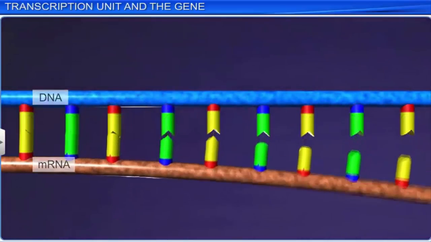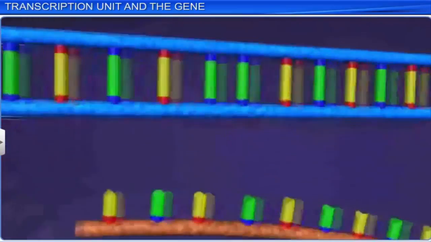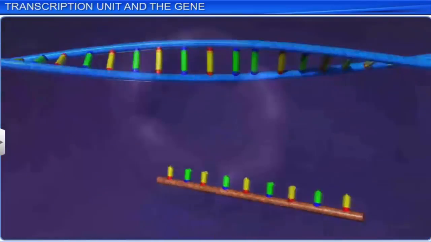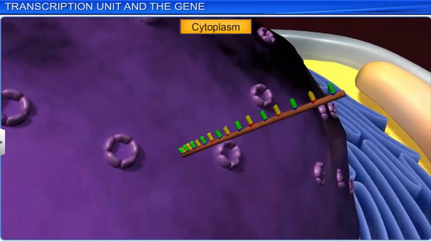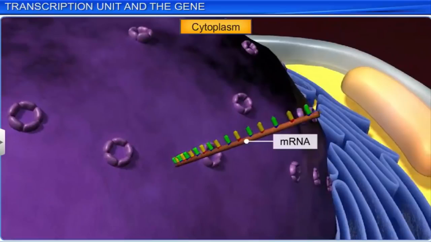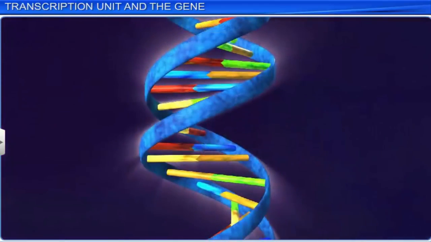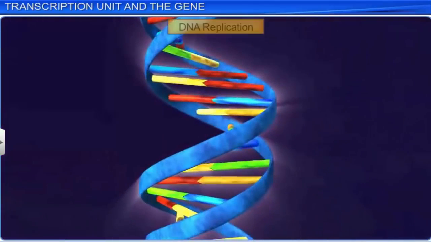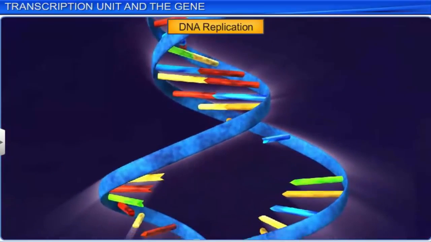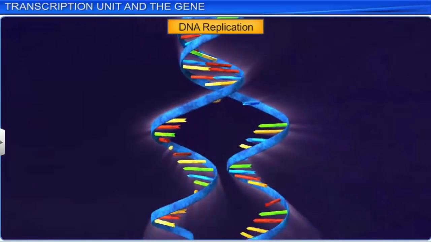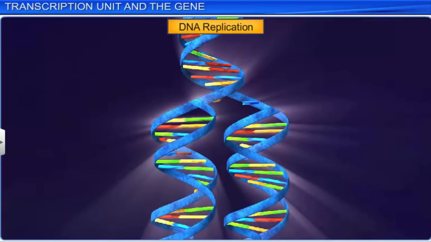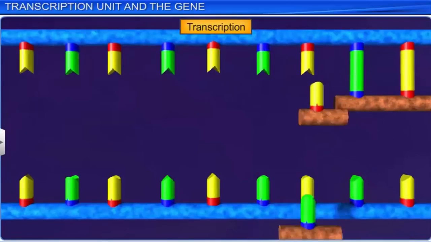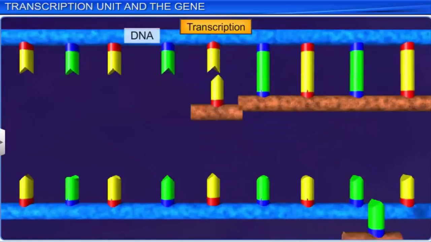Messenger RNA carries the genetic information to the cytoplasm for protein synthesis, and hence it gets the name messenger. The transcription process is different from DNA replication. In replication, the total DNA of an organism gets duplicated, while in transcription, only one DNA strand gets copied into RNA.